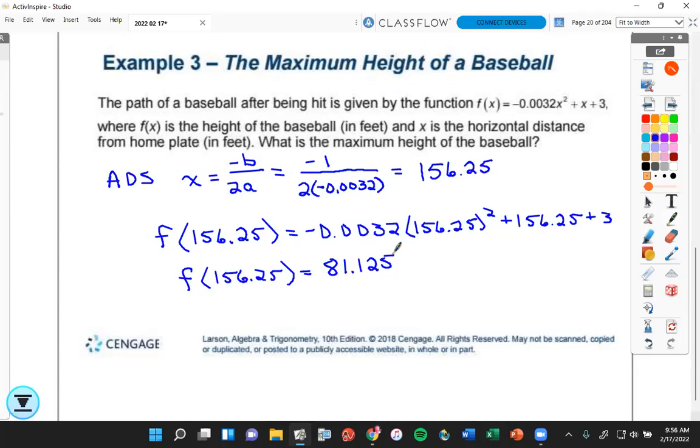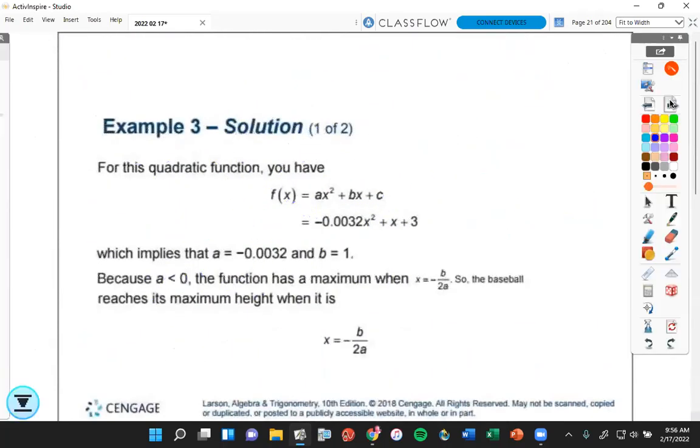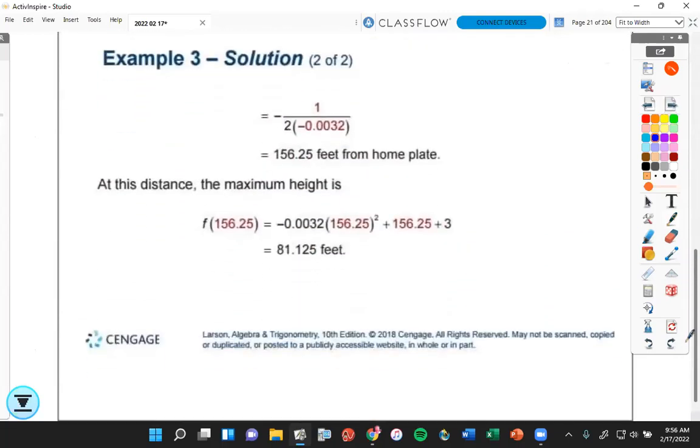Questions on that? And I'm sure the next slide has it worked out. So let's see if they agree with us. Solution, they wrote the equation. They figured out what a, b, didn't need c, but they plugged it into the formula, x equals negative b over 2a. Moving on. 156.25 feet, got that answer, plugged it in, 81.25 feet. The only thing I did not write down was the units. Okay.